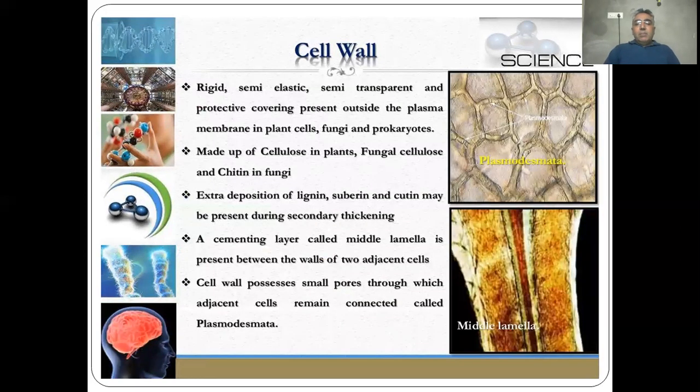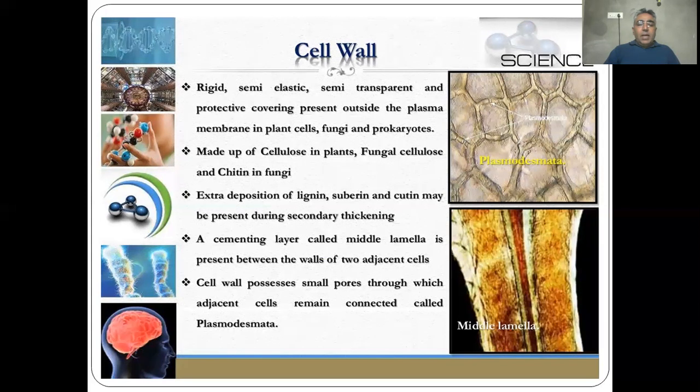After that, the next part after the cell membrane is the cell wall. The cell wall is present in plant cells and bacterial cells. The cell wall is a rigid, semi-elastic, semi-transparent, protective covering present outside the plasma membrane in plant cells, fungi and prokaryotes. In plant cells, the cell wall is made up of cellulose and hemicellulose. In fungi, it is made of cellulose and chitin. In bacterial cells, it is made of peptidoglycan.